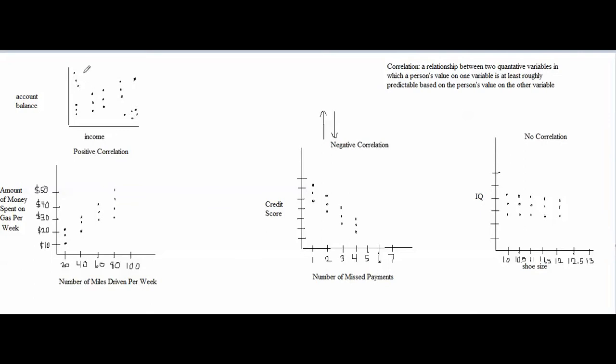There's a lot of people up here, and there's a lot of people down here also, which means that the overall pattern isn't as nice. It's not as consistent as it is down here. So this one would be called a weak positive correlation. This type of data set here would be showing a weak positive correlation.